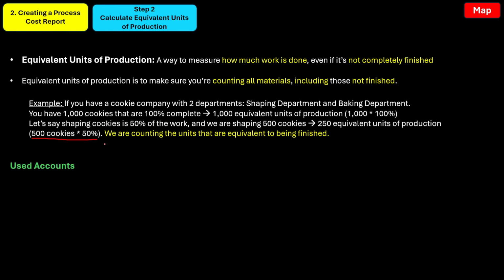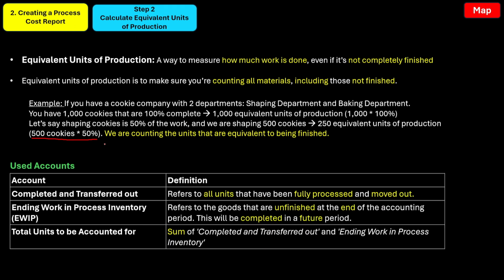So here are the used accounts for equivalent units of production. So account 1 is completed and transferred out. This refers to all the units that have been fully processed and moved out of the process. Ending work in process inventory, or EWIP, refers to the goods that are unfinished at the end of the accounting period. This will be completed in a future period. Total units to be accounted for is the sum of completed and transferred out and ending work in process inventory.